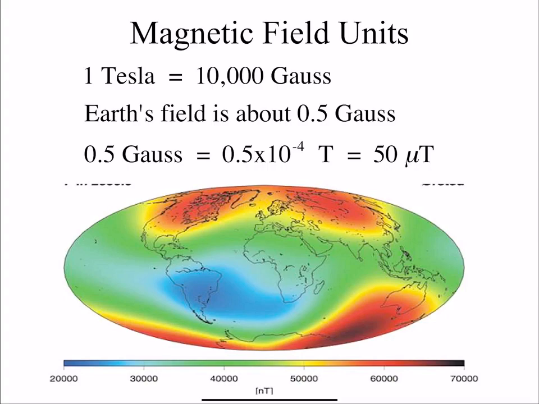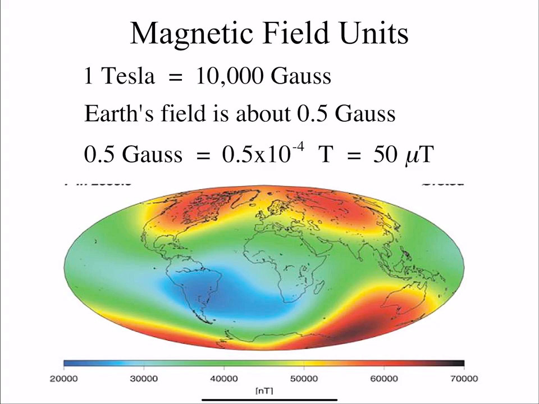Let's talk a little bit about magnetic field strength. We're going to use two units of magnetic field: one is Tesla, and the other is Gauss. Does anyone here know who Tesla is named after? Not the car. There was a guy named Nikola Tesla in the late 1800s, early 1900s, who did a lot of pioneering work in this. And Gauss is Carl Friedrich Gauss, the famous mathematician. So these are named after those folks.